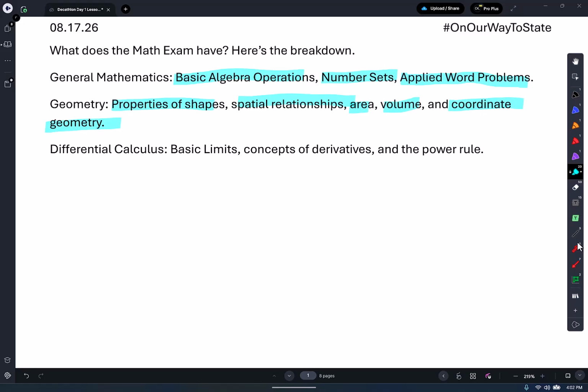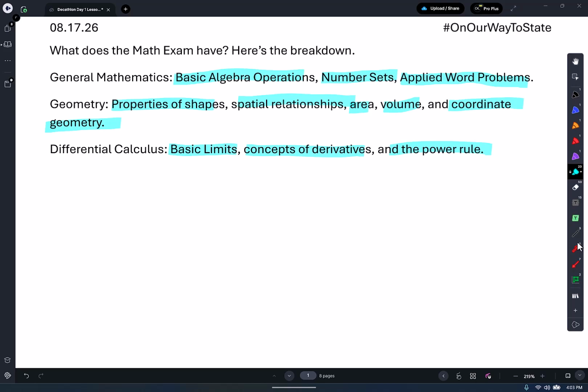Now, for differential calculus, what do we have? We're going to have basic limits. Notice the word basic, so don't freak out. It's not going to have the fancy ones that we're going to do in class. It's going to have the basic ones. Concepts of derivatives, like instantaneous rate of change, average rate of change, and the power rule for derivatives. Don't worry, we will talk about that. Are we okay?